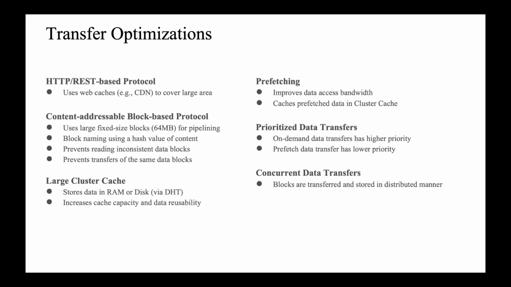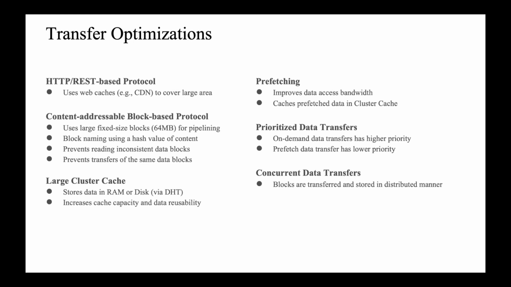Stargate uses a HTTP-based data transfer protocol to take advantage of existing web infrastructures, such as content distribution network. Stargate also implements a content addressable protocol for data transfers between Stargate servers. A file is chunked into large fixed-size blocks, and the blocks are named using a cryptographic hash function. In doing so, a data block is retrieved by the block name instead of file path and the offset.